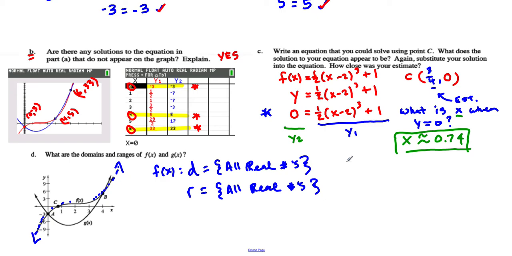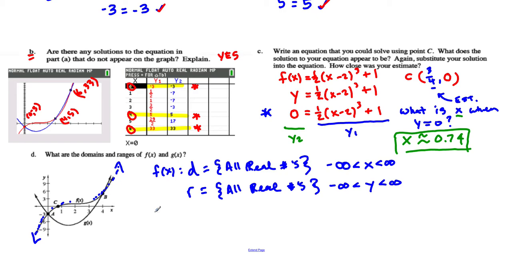Some people like to use the inequalities. If you do it that way, you could say negative infinity is less than x, which is less than positive infinity. You could say it negative infinity is less than y, which is less than positive infinity too. Those mean the same thing. Either one of those will work.